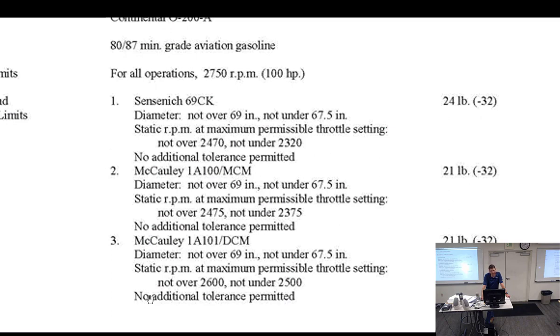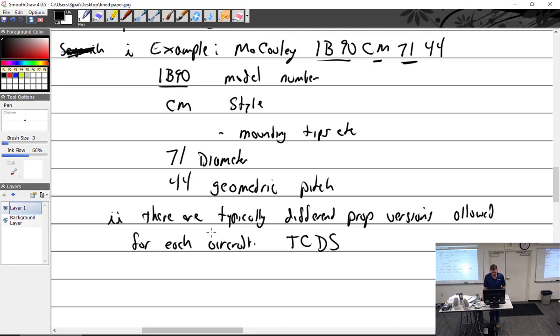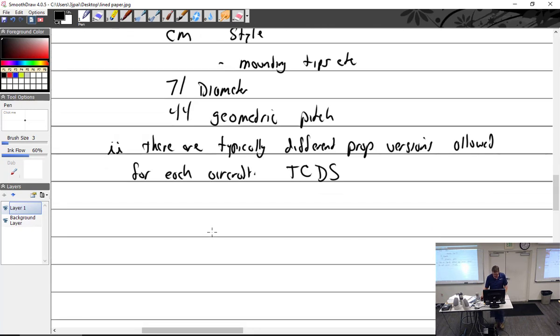So we have all three props that we could have and the pitch information. You have it repitched. Now if you have a... well, it's ground adjustable, we'll get to that next week. All right, so prop version. There are different prop versions allowed. We're going to look at the TCDS prop versions. So we had like two Macaulays and one Cessnich, right? Within each version.